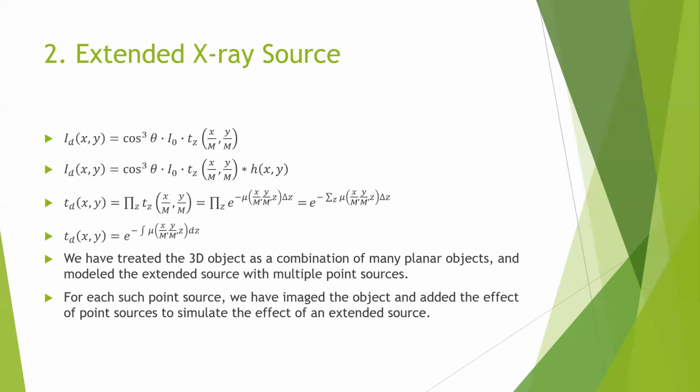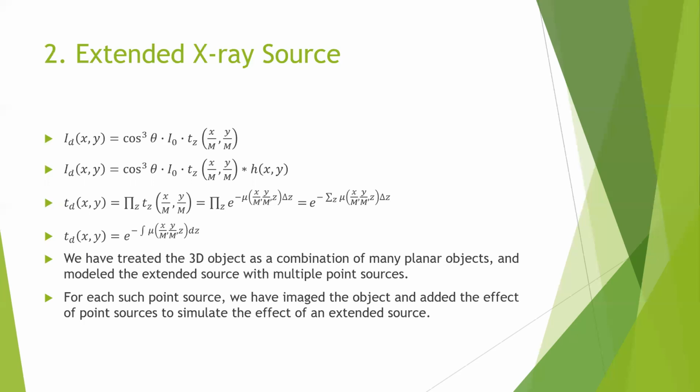The first equation is the imaging equation for an X-ray source. The T_z element is for the transmittivity, and M is the depth-dependent magnification. H is the impulse response of the detector blur.